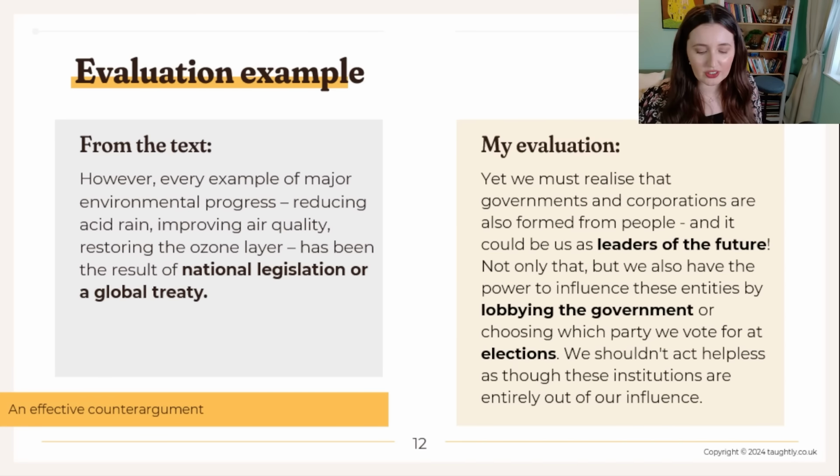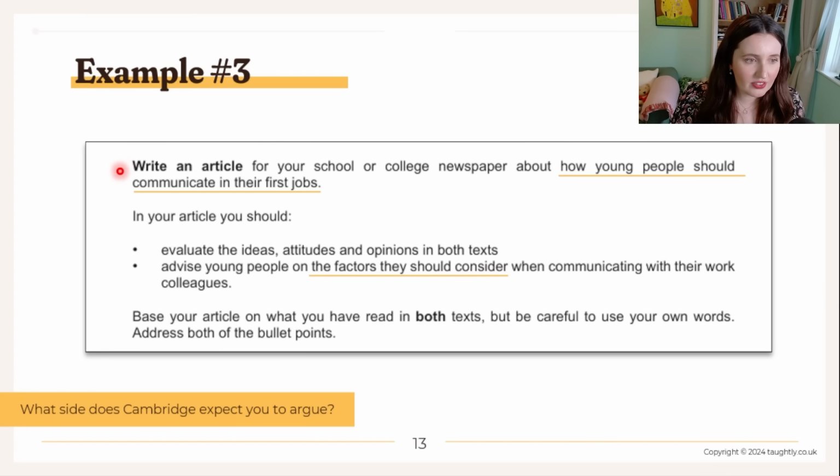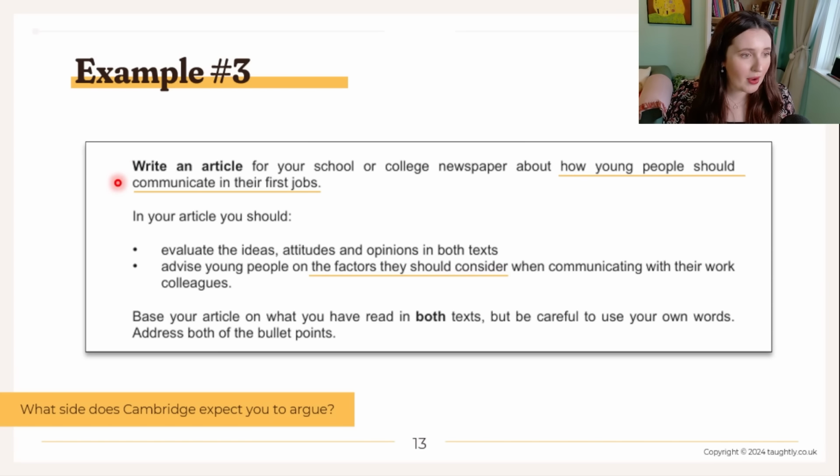So evaluation example number 3. This past paper says, write an article for your school or college newspaper about how young people should communicate in their first jobs.